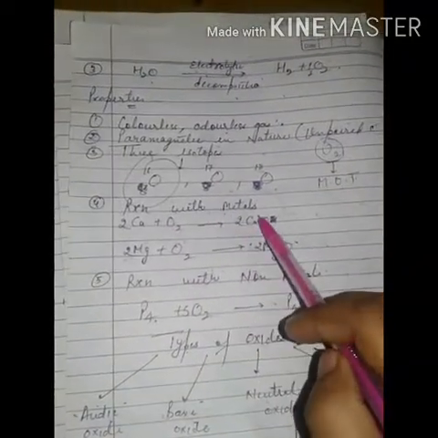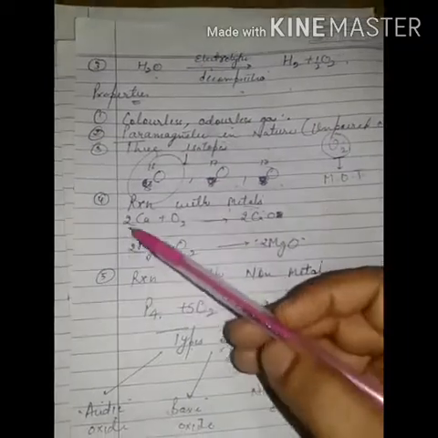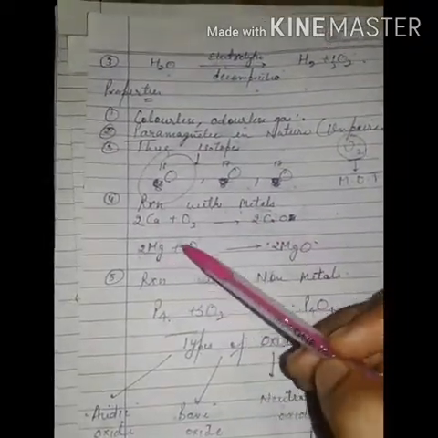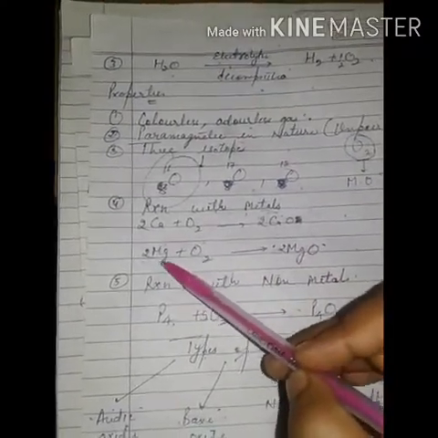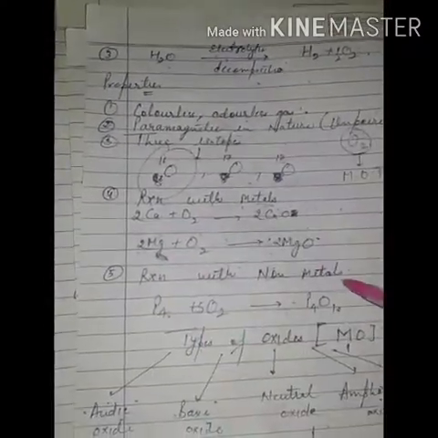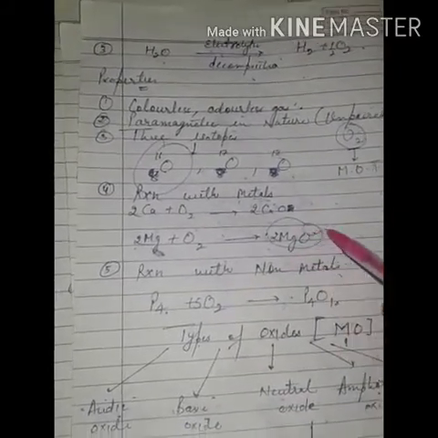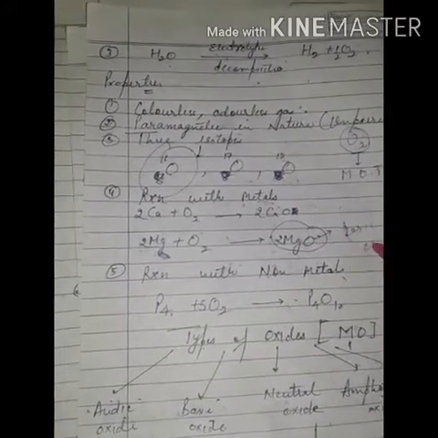Next is reaction with metal, very simple. Metal and oxygen react to give metal oxide. For example, calcium and oxygen give calcium oxide. Magnesium and oxygen give magnesium oxide, as we have done in 10th class, burning of magnesium ribbon. One thing more, this metallic oxide is basic in nature, a basic oxide.